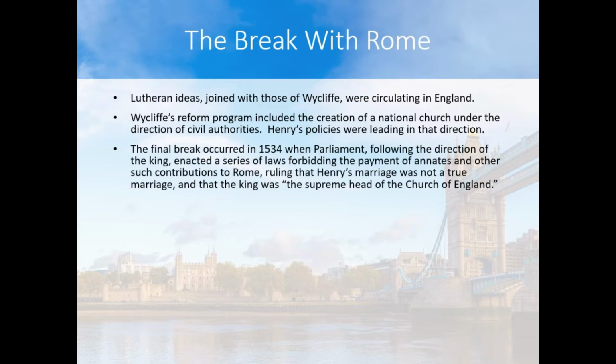The final break occurred in 1534 when Parliament, following the direction of the king, enacted a series of laws forbidding the payment of annates and other such contributions to Rome, ruling that Henry's marriage was not a true marriage and that the king was the supreme head of the Church of England. Now let me go back and explain what these annates were.